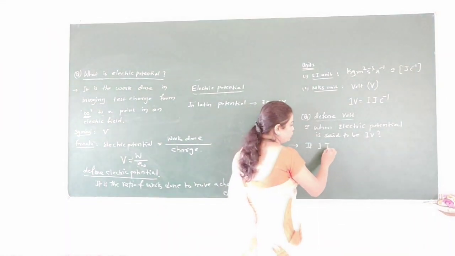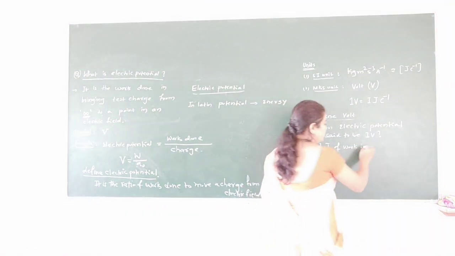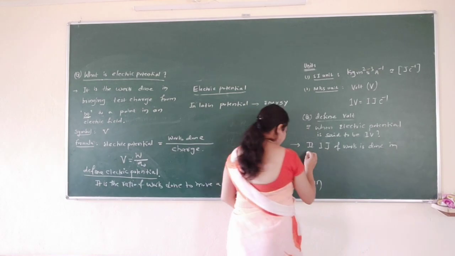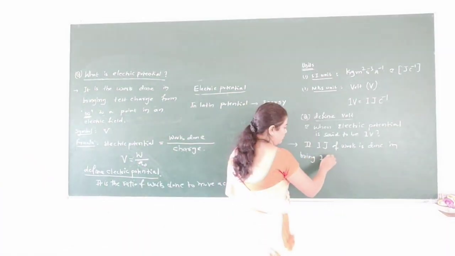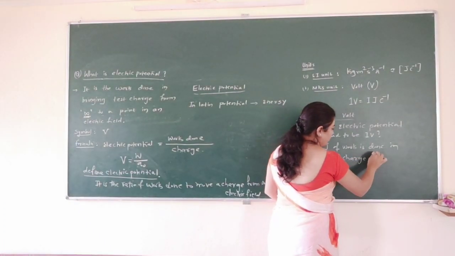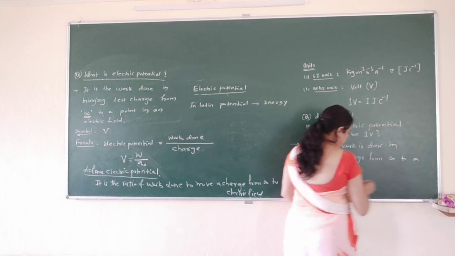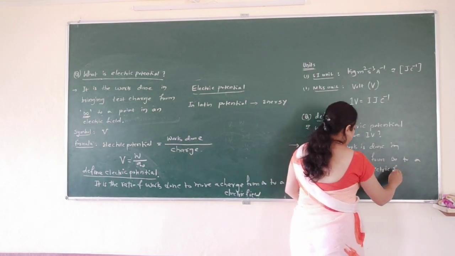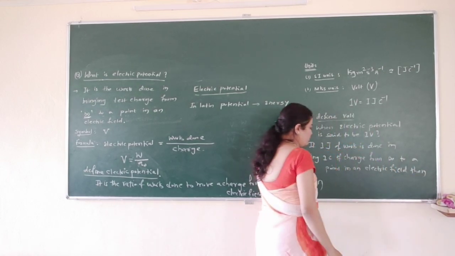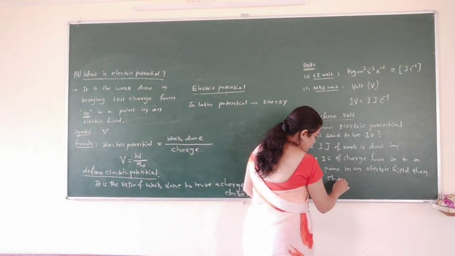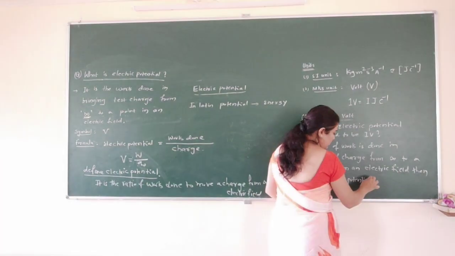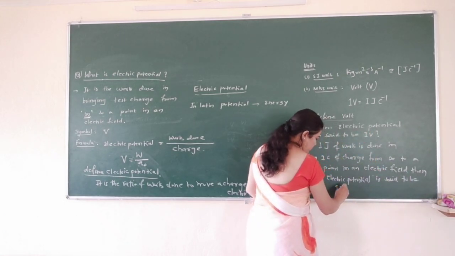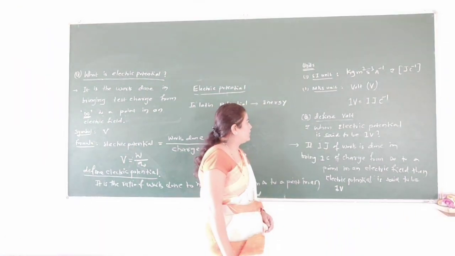If 1 joule of work is done in bringing 1 coulomb of charge from infinity to a point in an electric field, then electric potential is said to be 1 volt. So this is how to define volt.